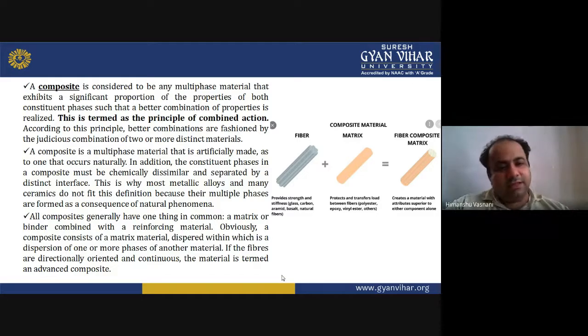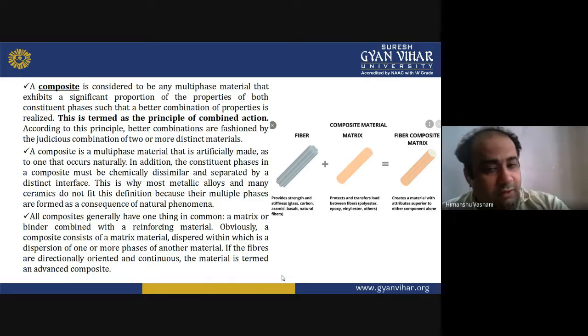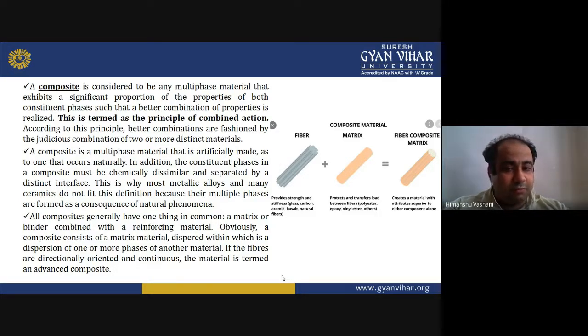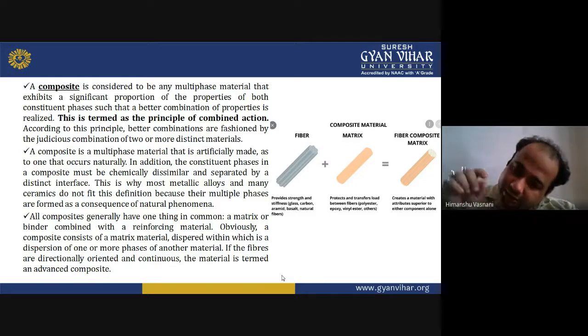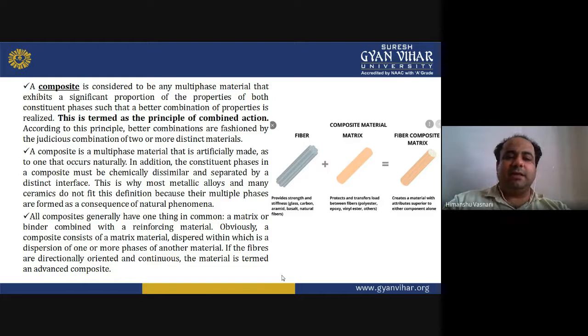Okay, all these composites that we are studying generally have one thing in common: a matrix or binder combined with a reinforcing material. Obviously, a composite consists of a matrix material within which is dispersed one or more phases of another material. Now, there is another term, advanced composite. When the fibers are directionally oriented and continuous, the material is termed an advanced composite.